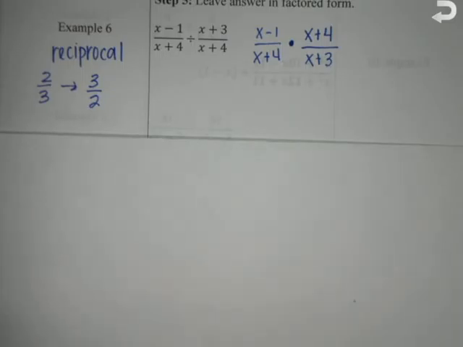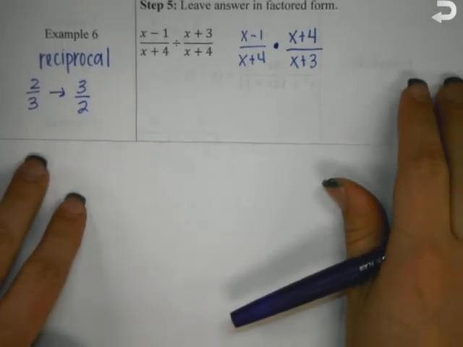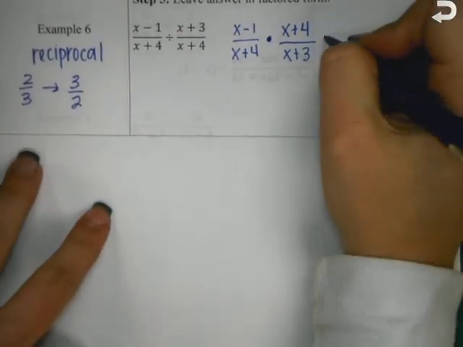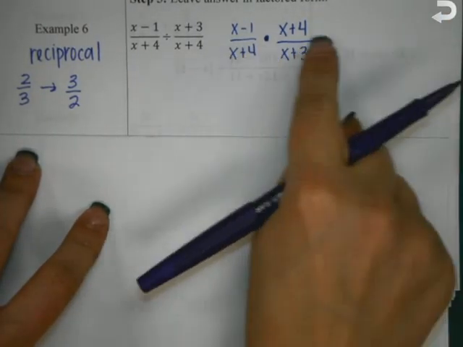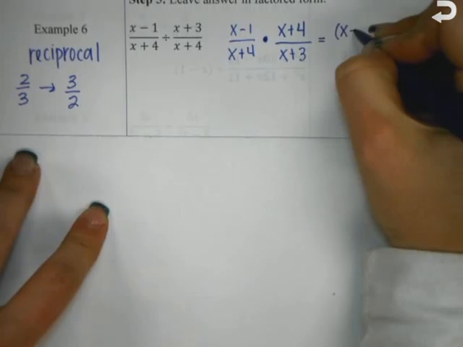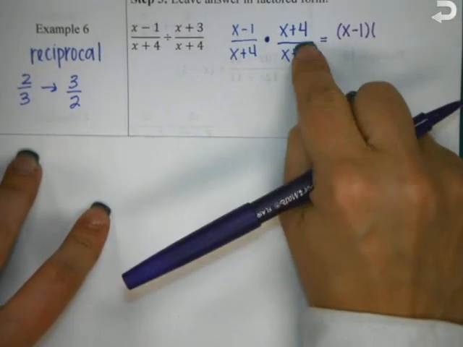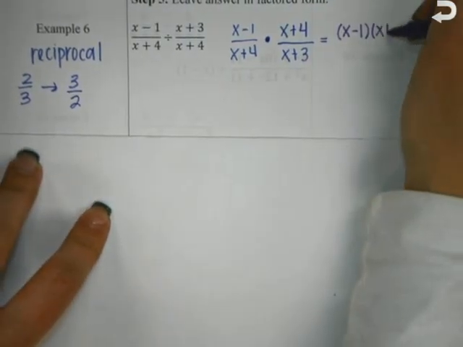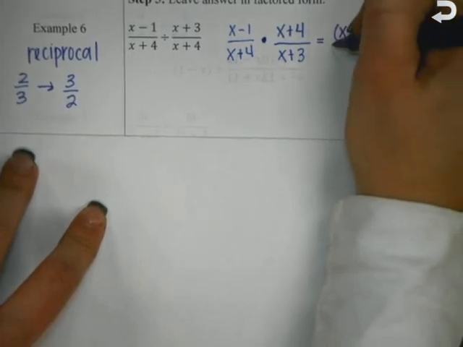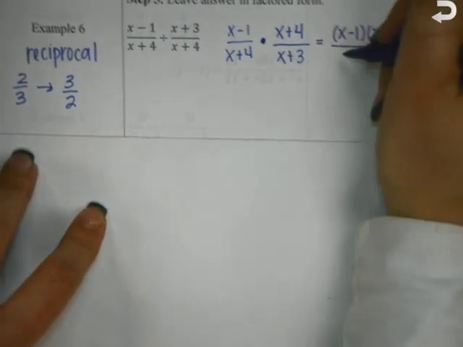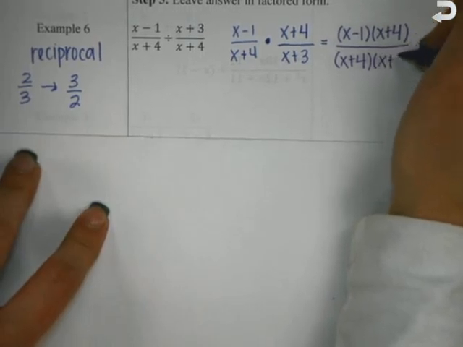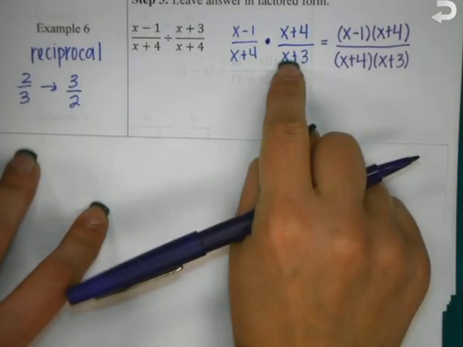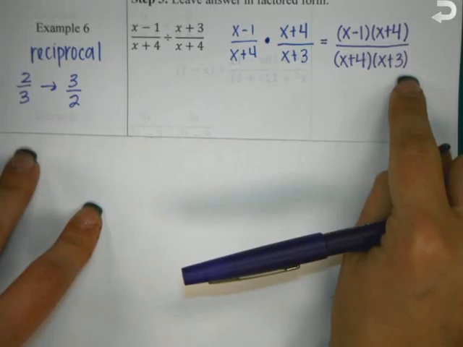When I'm multiplying fractions, does it matter if I have a common denominator? No. I just multiply straight across. So let's just multiply these guys straight across. That's going to be x minus 1 times x plus 4 all over x plus 4 times x plus 3. I didn't FOIL or use box. I just rewrote them as multiplying the two binomials.